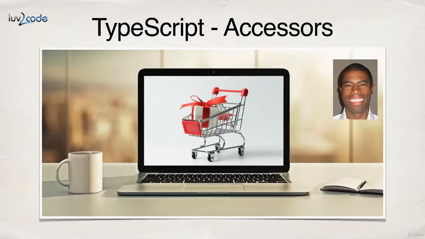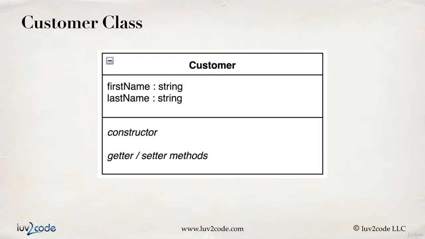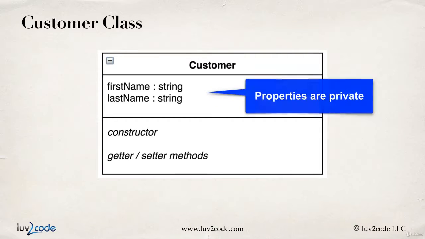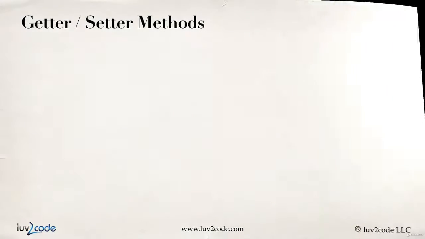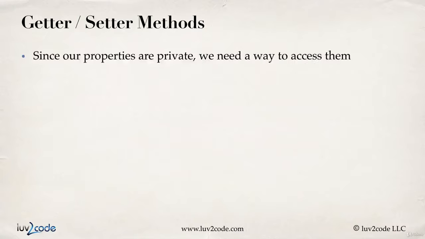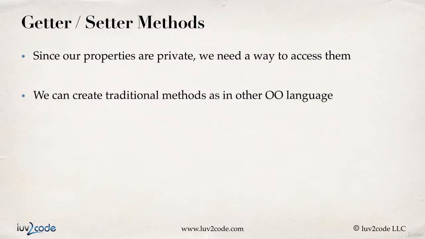In this video, we'll make use of TypeScript accessors. So currently we have our customer class, we have our properties for first name and last name, and they're private. What I'd like to do is figure out how I can access that data. Since our properties are private, we need a way to access them. We can create traditional methods as in other programming languages. We can simply define getter and setter methods.